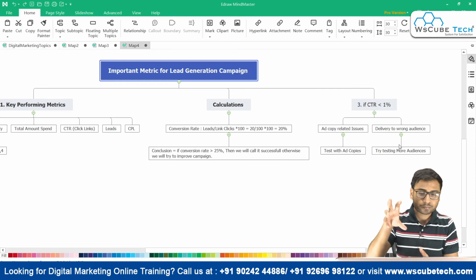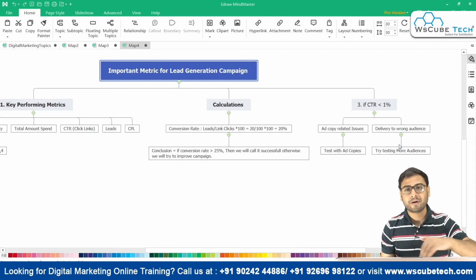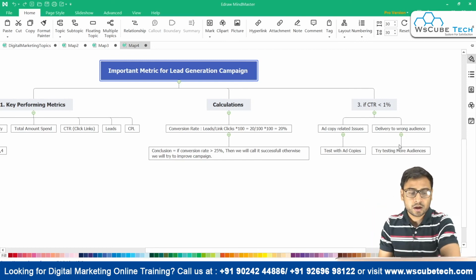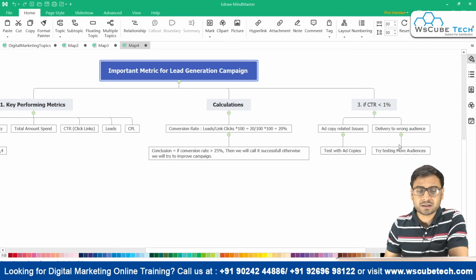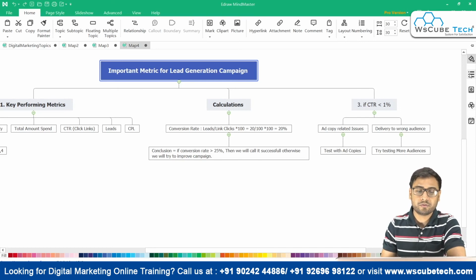We have to identify the core metric according to our campaign and our goal, and then set benchmarks. For example, if the conversion rate is less than 25%, we will try to improve more. So you have to set some benchmarks and everything. This is how it actually works, and this is what we should understand with regard to metrics and campaigns.